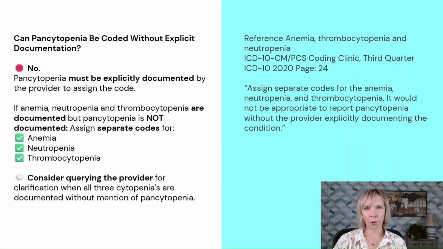One last point that's important to understand: even though pancytopenia is defined as the presence of anemia, neutropenia, and thrombocytopenia, we shouldn't assign a pancytopenia code just because all three of those are documented. If the provider hasn't explicitly stated pancytopenia, we can't code it. In those cases, assign individual codes for each of the three conditions. But if all three are present and pancytopenia isn't documented, it would be appropriate to query the provider for clarification.